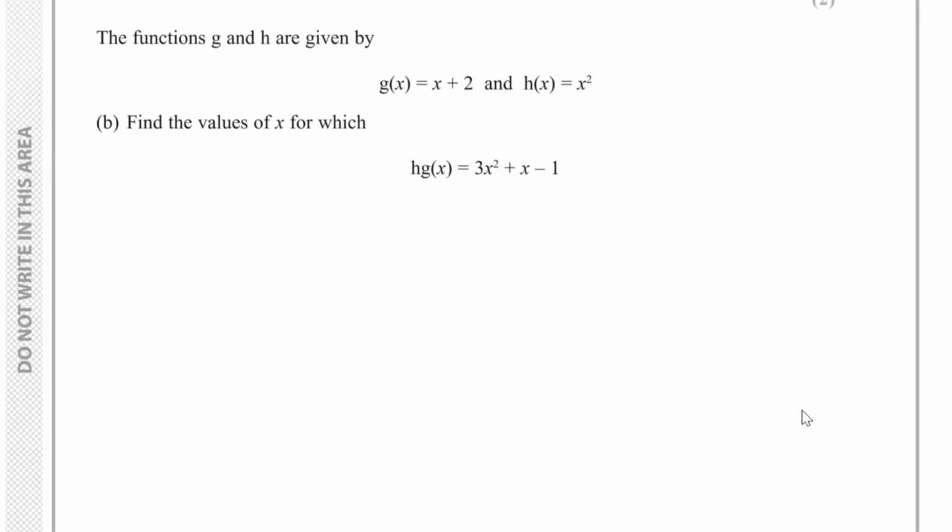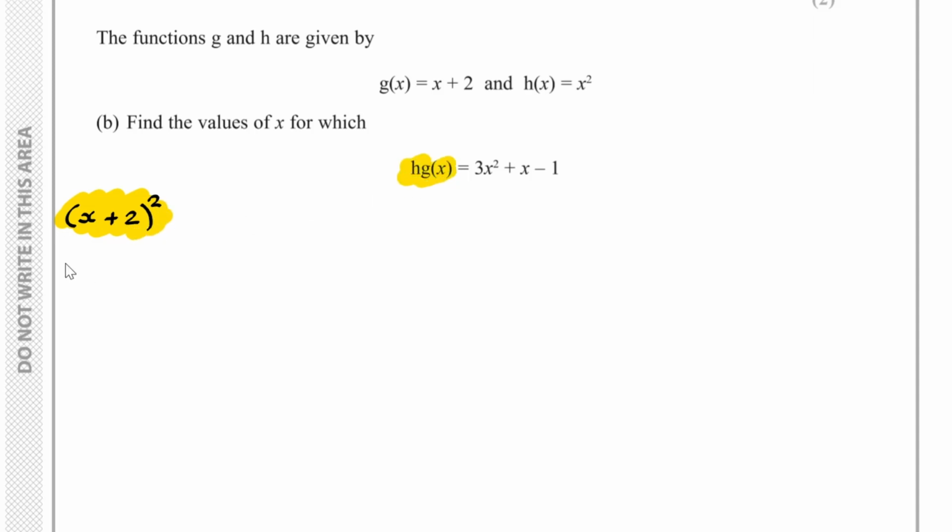And now for part B of the question, the functions g and h are given by g of x equals x plus 2 and h of x is equal to x squared. We have to find the values of x for which h of g of x is equal to 3x squared plus x minus 1. So we have to substitute in the x plus 2 for x in h. So here, h of g of x is equal to x plus 2 all squared. So we substitute in the g into the h.